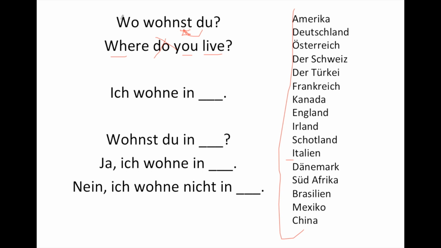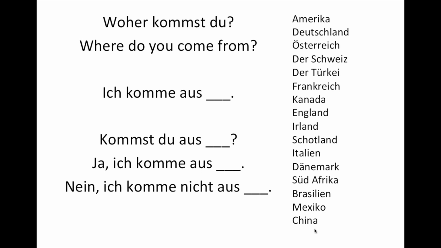So what if I asked you, wo wohnst du? How would you reply? First you would say, ich wohne in, and then name your country. And if it's not on this list, then I'll leave a link in the description to a list of German country names. Our next question is, woher kommst du? Pretty similar, but this time we're asking, woher, from where?